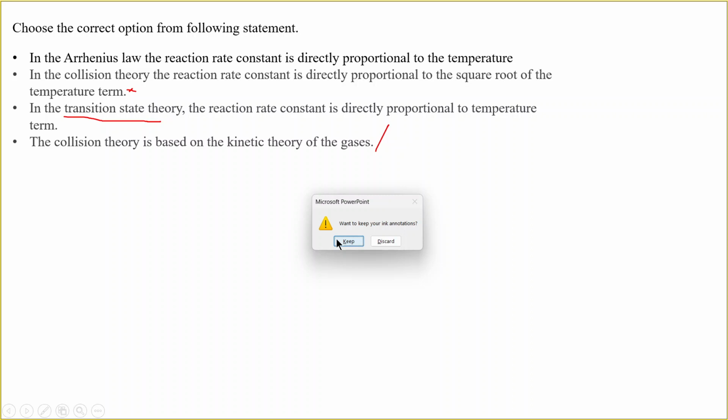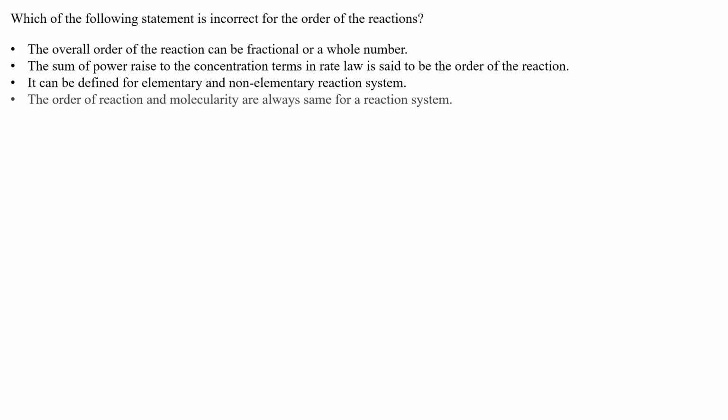Next, we have which of the following statements is incorrect for the order of reactions. The first statement: the overall order of reaction can be fractional or a whole number. Second, the sum of the powers raised on the concentration terms in the rate law is said to be the order of reaction. Then, it can be defined for elementary and non-elementary reaction systems. And third, the order of reaction and molecularity are always the same for a reaction system. So we will analyze them one by one.